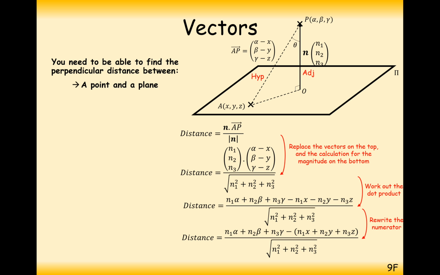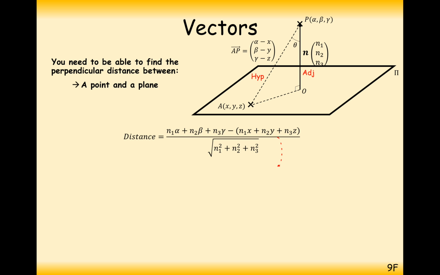What we can do now is group some of these bits together, and what we're going to use now is something that's going to simplify what's in the bracket here, n1x plus n2y plus n3z.